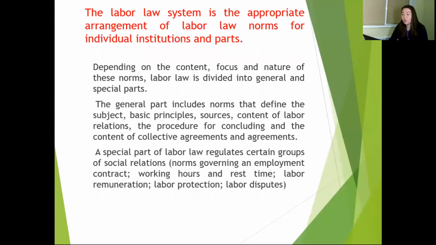Depending on the content, focus, and nature of these norms, labor law is divided into general and special parts. The general part includes norms that define the subject, basic principles, sources, content of labor relations, the procedure for concluding, and the content of collective agreements. A special part of labor law regulates certain groups of social relations: norms governing an employment contract, working hours and rest time, labor remuneration, labor protection, and labor disputes.